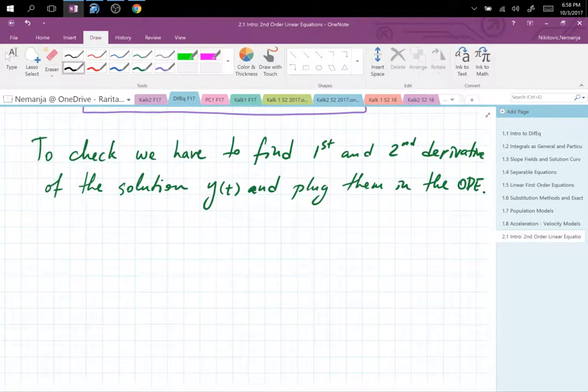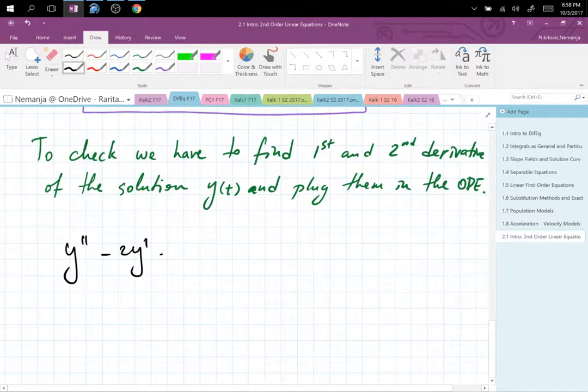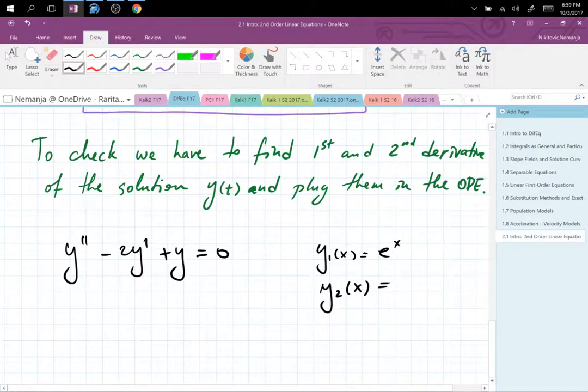So to illustrate this, I'm going to say that we have the differential equation y double prime minus 2y prime plus y equals 0. Now we're not learning how to solve this. I am telling you what the solutions are. The first solution, y1, as a function of x, is e to the x. And the second solution is x e to the x. So this is just given to you now. You will be learning how to obtain them on your own.